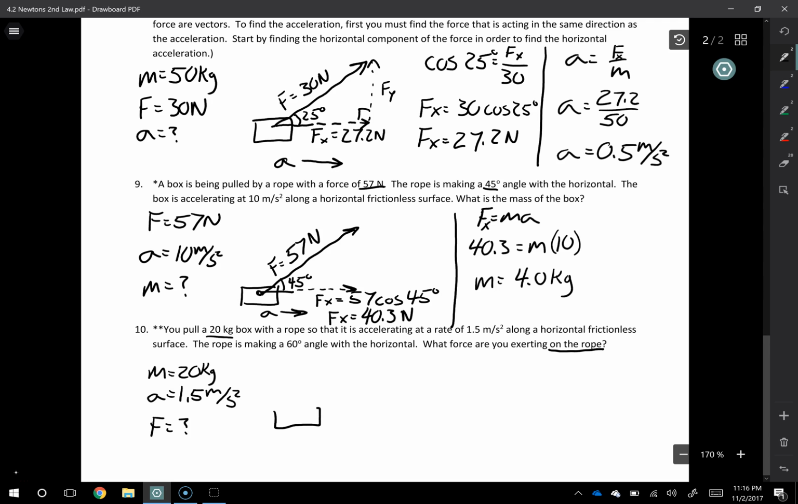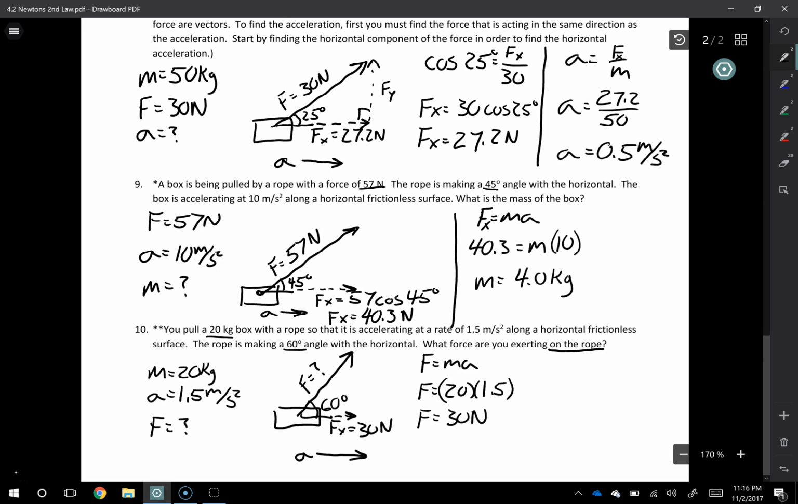You should draw yourself a picture here. Because again, we have this angle. Boom. 60 degrees. We're looking for the force along the rope. If we do Newton's second law, we're actually finding this force. So let's do that. That's a good place to start at least. So F is equal to ma. The force is equal to the mass times the acceleration. So the force is equal to 30 newtons. But that's not the force along the rope. That's this component of the force that's acting in the same direction as the acceleration. This is causing this. But they want to know what this is.